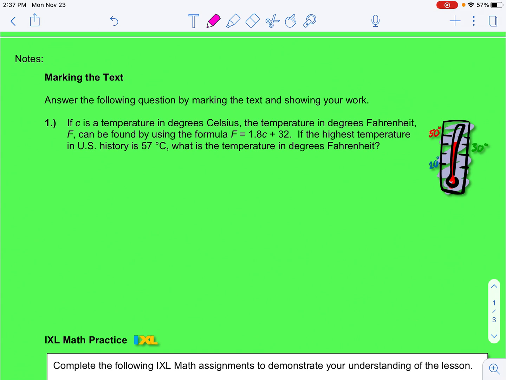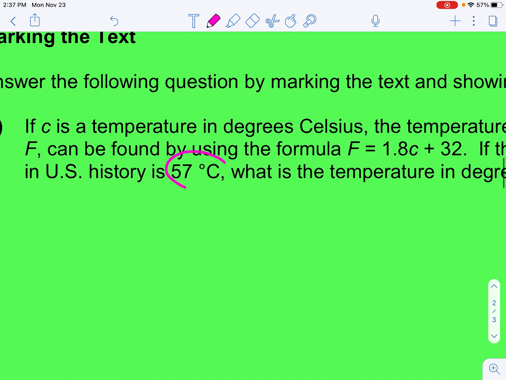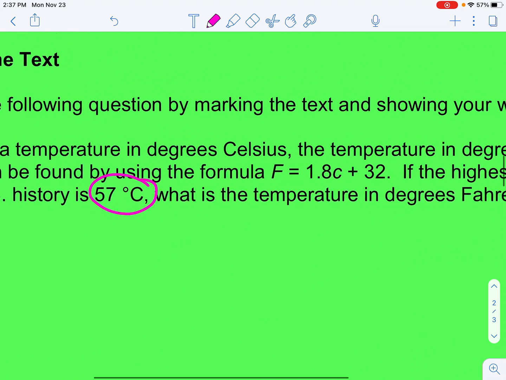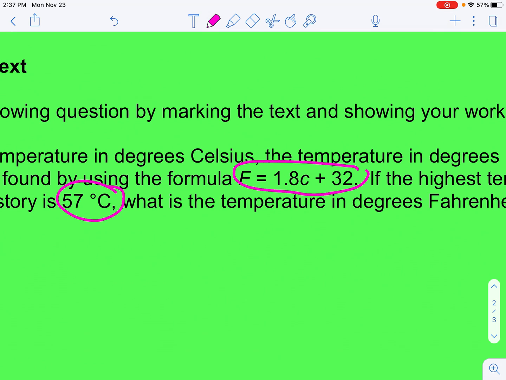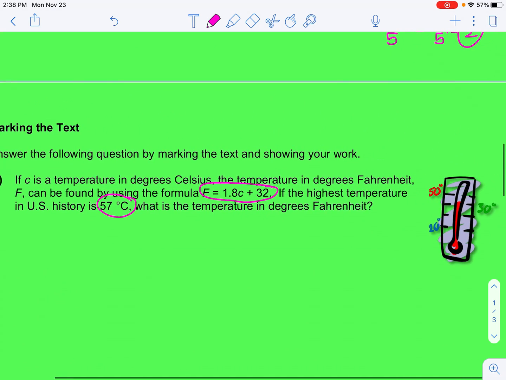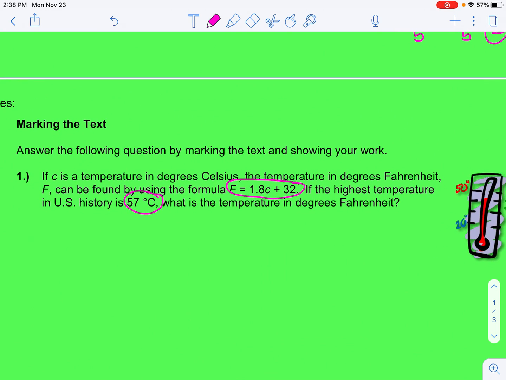So our first step is to circle all our key numbers. So this 57 degrees Celsius is a huge key number. And I also think this formula, even though it doesn't have just numbers, it's also still important. Our next step is to underline our question. What is the temperature in degrees Fahrenheit? And our last thing is to box or highlight the action words.